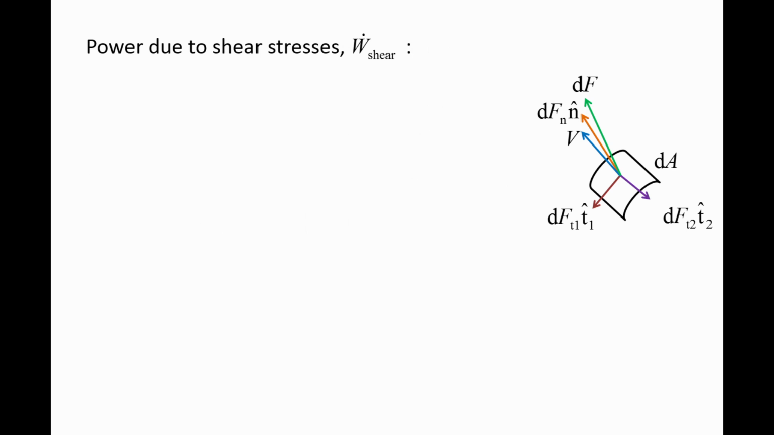Now we want to determine the power due to shear stresses or viscous effects. The small amount of power due to the tangential component of the force in direction T1 acting on the area dA is the dot product of dFt1, T1 hat, and the velocity vector v. Similarly, the small amount of power due to the tangential component of the force in direction T2 acting on the area dA is the dot product of dFt2, T2 hat, and the velocity vector v.